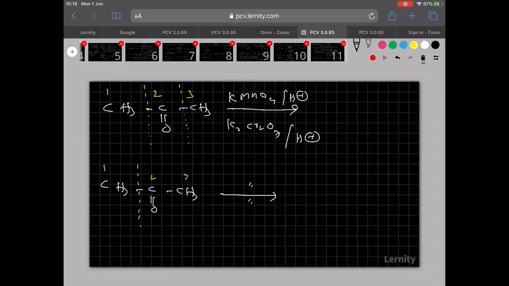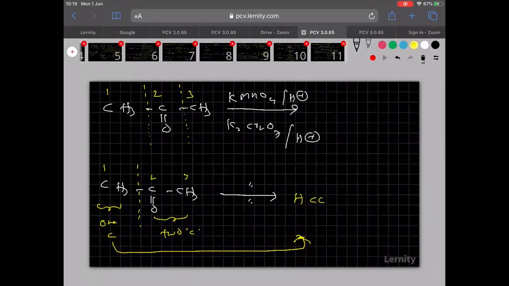Now if I break the bond between 1 and 2, tell me, how many carbons are there here? 1 carbon is there. And here how many carbons are there? 2 carbons are there. Clear? So from this you will get a 1 carbon acid. What is the 1 carbon acid? Methanoic acid, only 1 carbon. Now here 2 carbons are there, so you will get the 2 carbon acid. I hope you are able to understand.